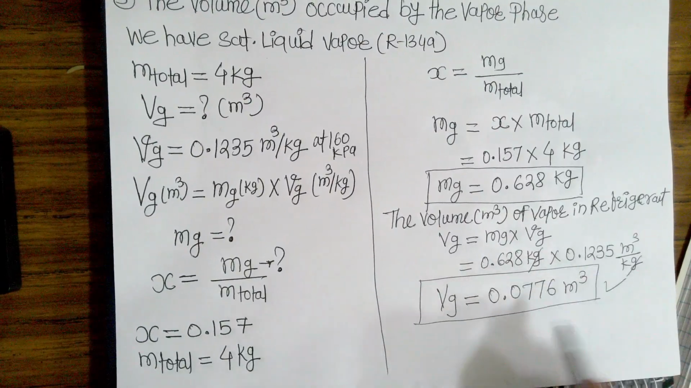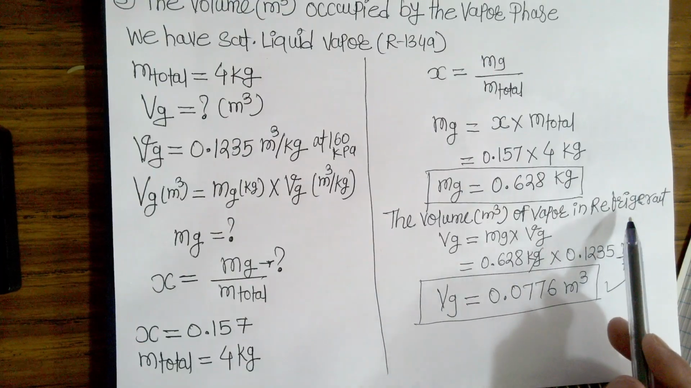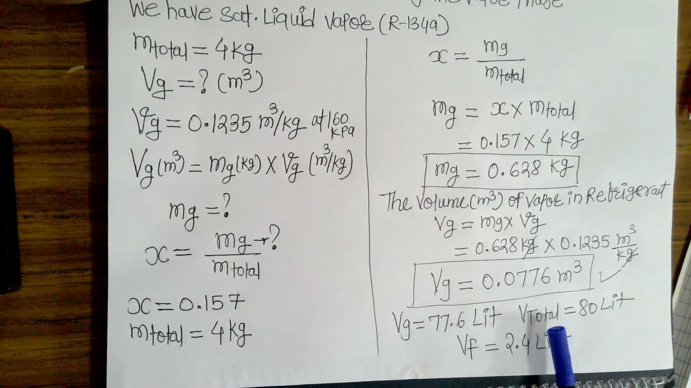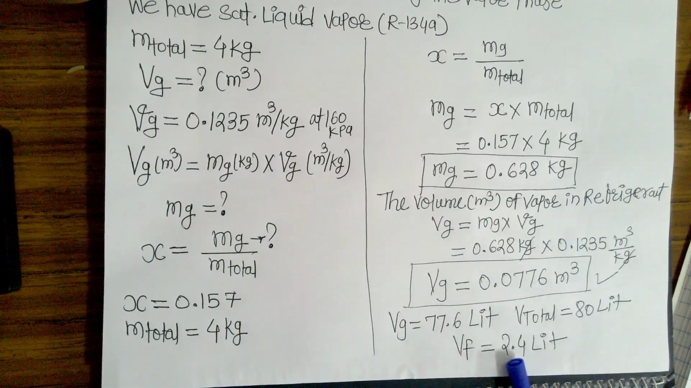So this is the volume of vapor in this refrigerant. So the volume of vapor refrigerant is 77.6 liters. The total volume of refrigerant is 80 liters. That means we have 2.4 liters of liquid refrigerant.